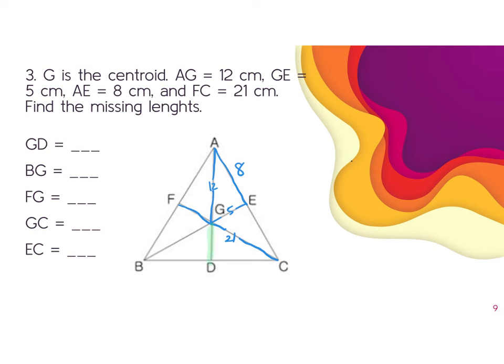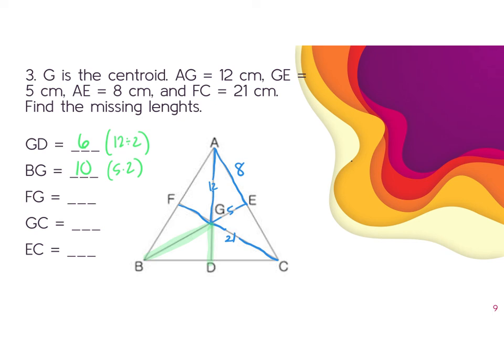Let's remember with a centroid, if one part of it is 12, that means the other part, the shorter part, is half of that. So G to D is going to be 6, and we got that by doing 12 divided by 2. BG here is the longer side of BE. So I know I need to do 5 times 2 to get 10.